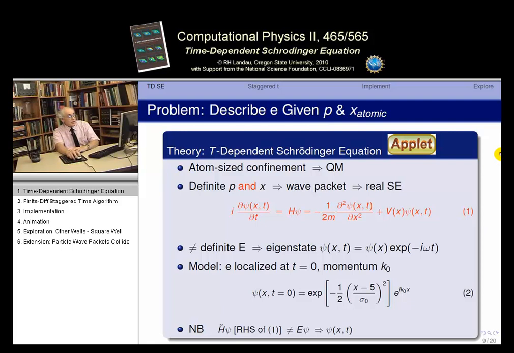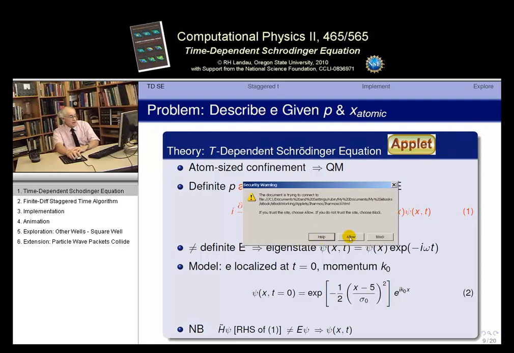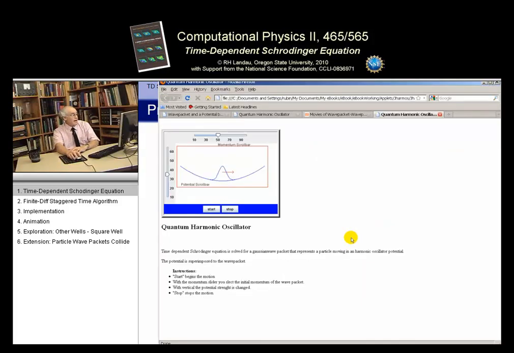Okay? Here we say, okay, here's an applet to show you these. We do this, and we have lots of applets here. So this is a harmonic oscillator. So what we're talking about is a wave packet. This is a harmonic oscillator wave packet.